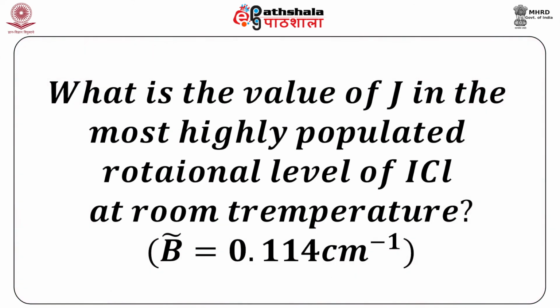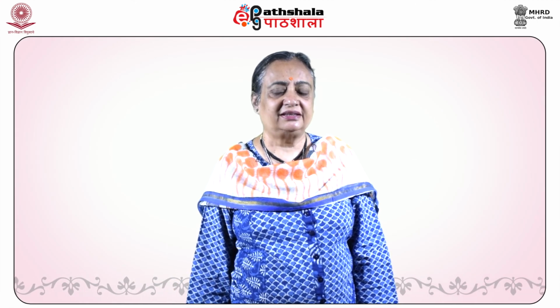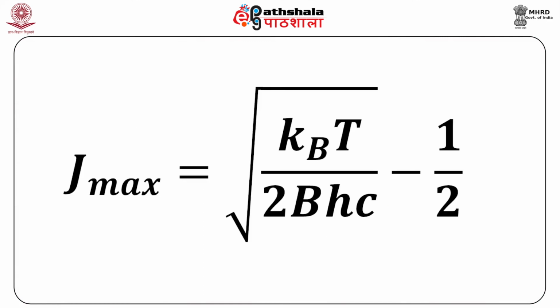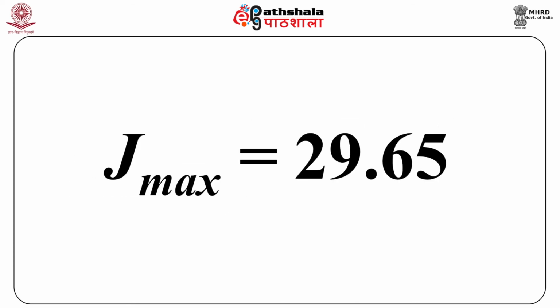So, here is another example. What is the value of J in the most highly populated rotational level of ICl molecule at room temperature, and the rotational constant is given now as 0.114 centimeter inverse, that means it is in wave number units. And since this wave number unit you can obtain by finding B by Hc, the expression for the most populated level becomes J max equal to the square root of Kb T divided by 2B bar Hc, and the whole thing minus half, and when you substitute all the values, what you find is that J max turns out to be 29.65 and the nearest whole number is 30.